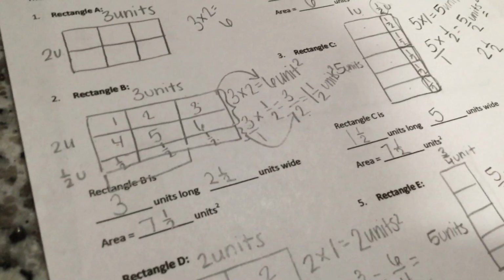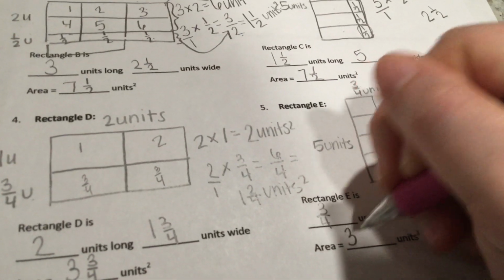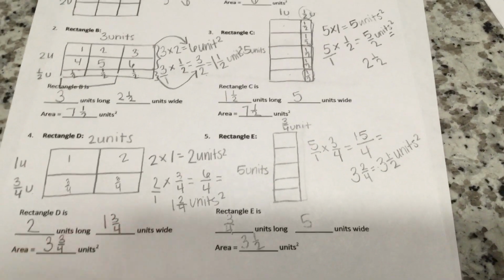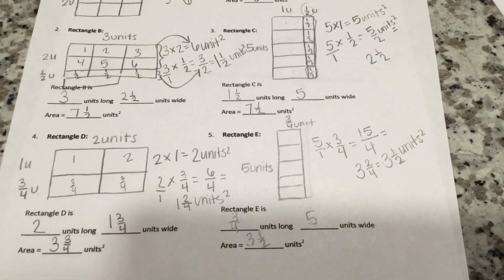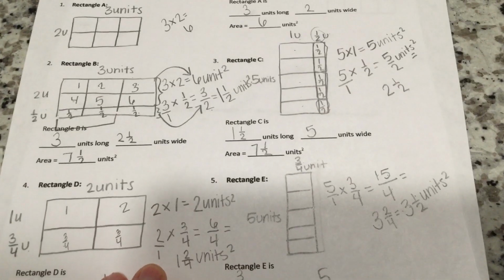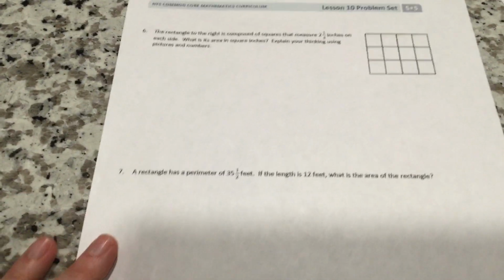So the area of rectangle E is, if you can see it, 3 1/2 units squared. But remember, 3 2/4 or 15/4 would all be acceptable answers here. Okay, just like I promised, this next page is where it gets a little bit more tricky.